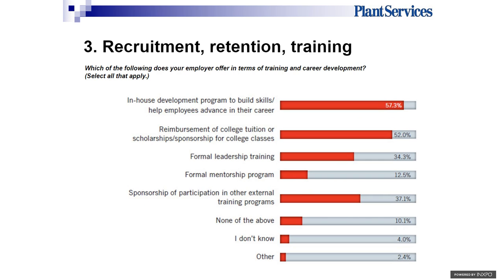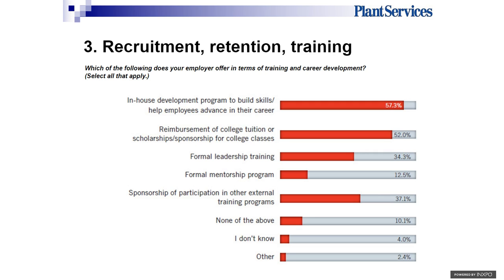levels. Okay, so the next one was, what does your employer offer in terms of training and career development? And so there's just a rundown of what people are experiencing. They could select all that apply to them. And the most common ones are in-house development programs, reimbursement of college tuition for external classes, as well as sponsorship of participation in other external training programs. So it's a good mix.